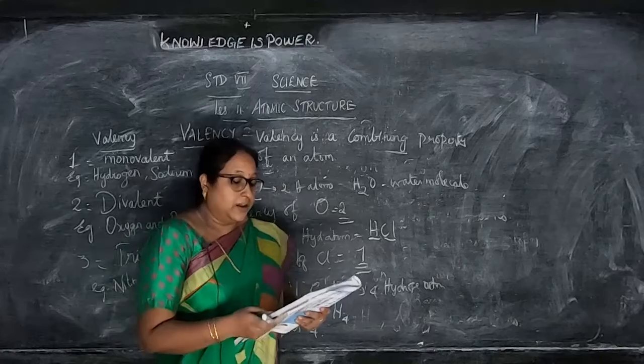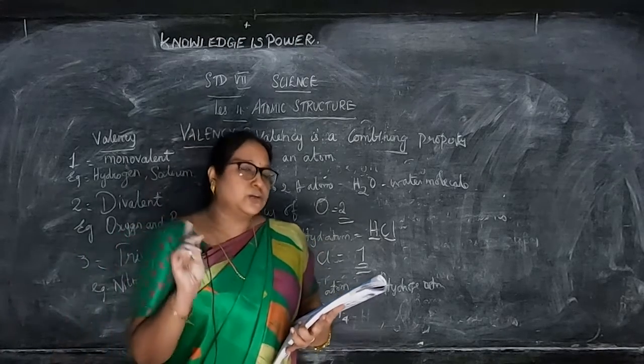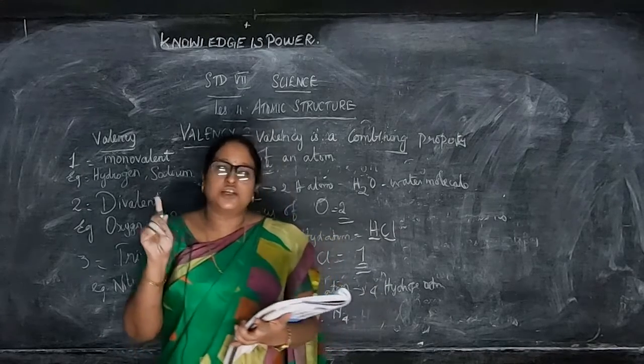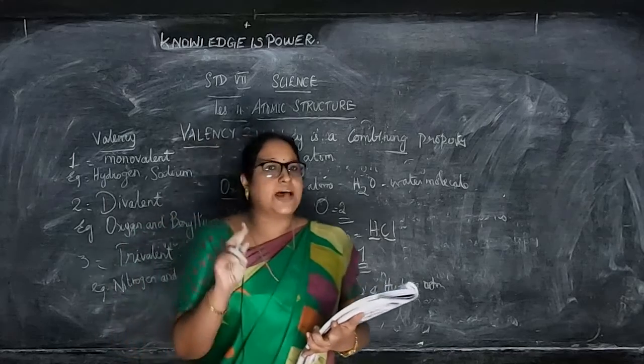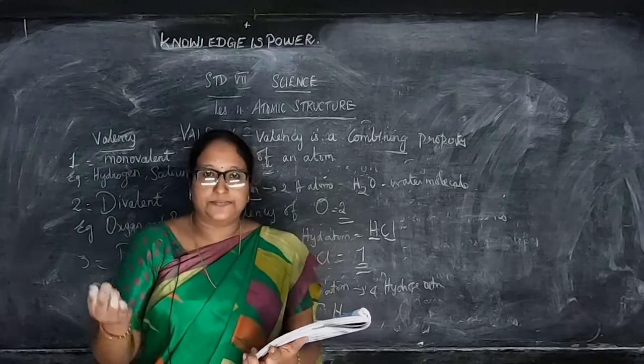Okay children. Now for example, iron combines with oxygen to form 2 types of oxides, namely ferrous oxide, where the valency is 2, and ferric oxide, where the valency is 3. Okay children, we will study this in detail later in the other classes.